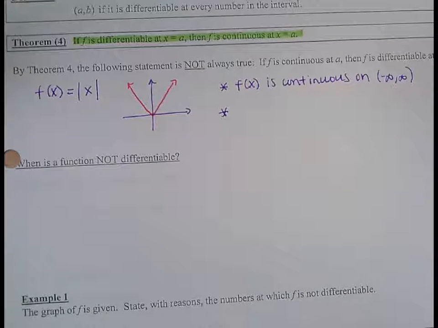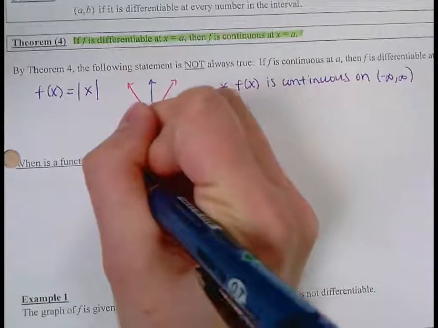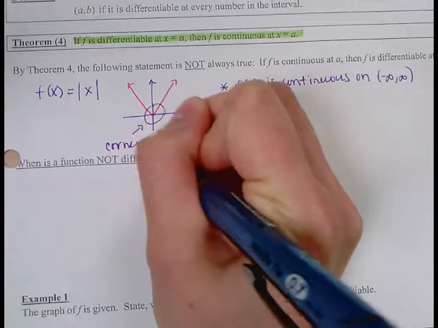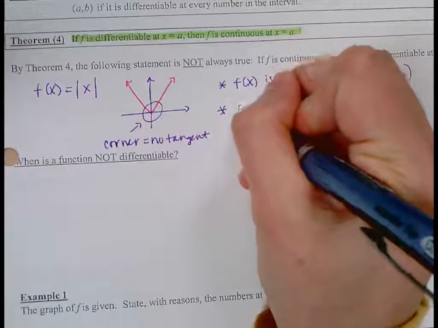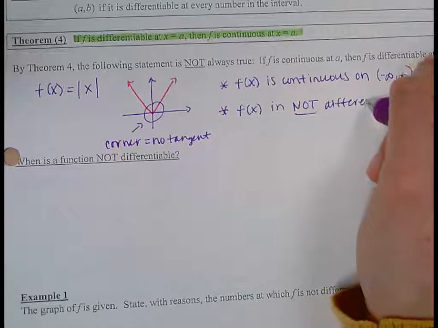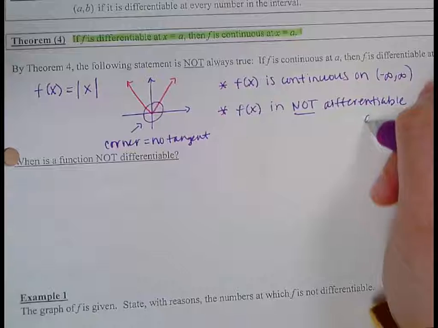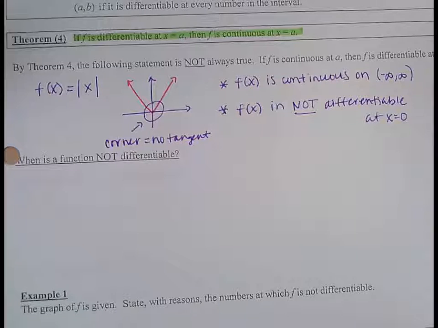So on a graph, remember that the derivative represents the slope of a tangent line. Where on this graph would there not be a tangent line? At 0 because of that corner. So because there's a corner, there's no tangent line. And if there's no tangent line, there's no derivative, since the derivative is the slope of the tangent line. So I'll just say here f of x is not differentiable at the x value 0. So even though f is continuous at 0, it's not differentiable at 0.